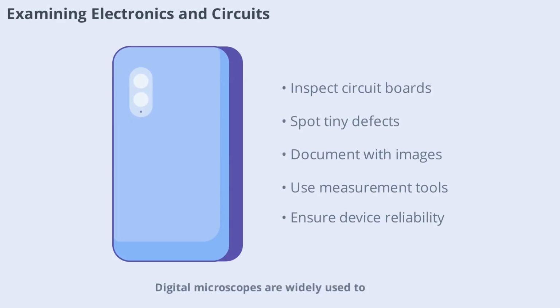Digital microscopes are widely used to inspect electronic components and circuit boards. High magnification reveals tiny solder joints, traces, and potential defects. This is essential for electronics repair, manufacturing, and research. Use the measurement and annotation tools to document findings and communicate with team members. Clear, detailed images help ensure the reliability and safety of electronic devices.